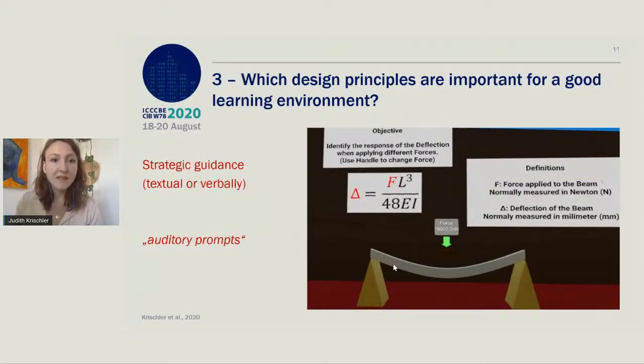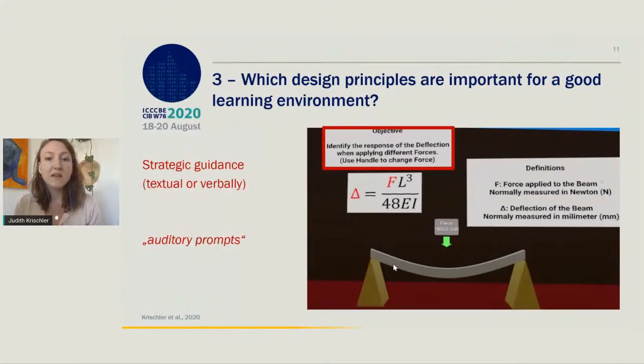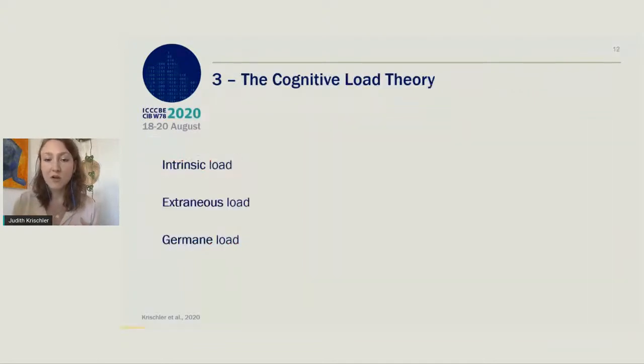Last but not least, there is also the importance of strategic guidance. It can happen textually or verbally. And when it happens verbally, we call it auditory prompts. This is very beneficial because it creates the feeling for the learner not to get lost, let's call it like that. So it gives a feeling of safety in the learning environment.